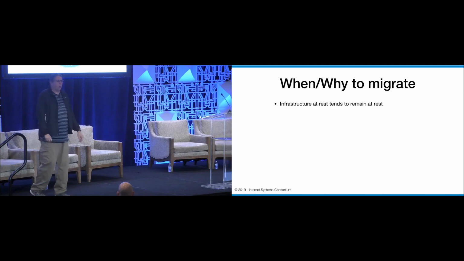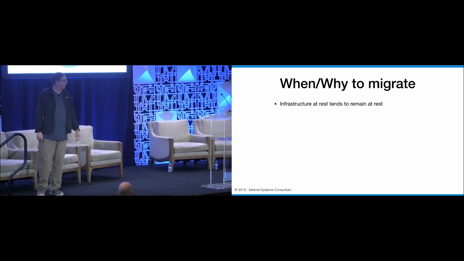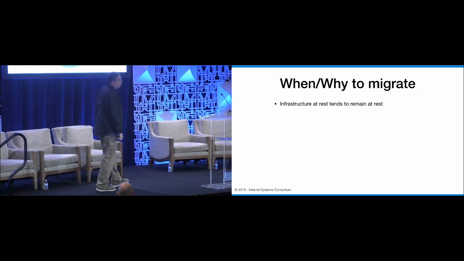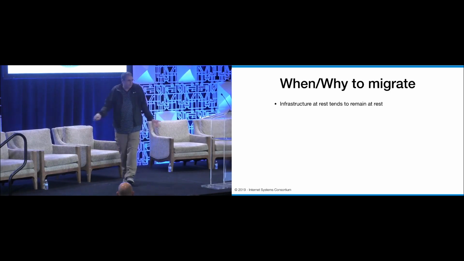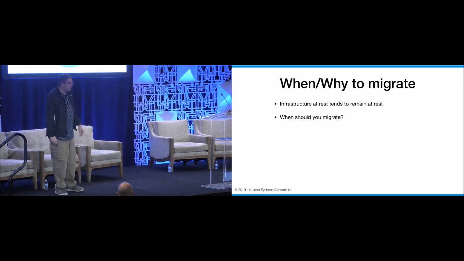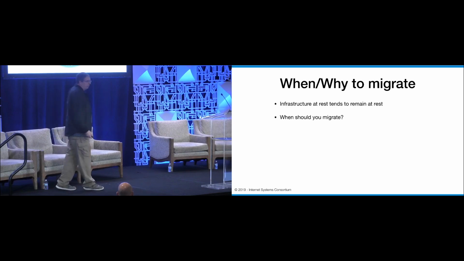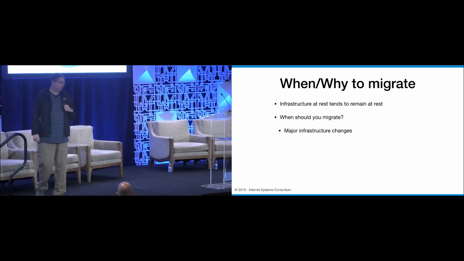When do you actually want to migrate, and why do you want to migrate? Well, infrastructure at rest tends to stay at rest. If you have a working DHCP configuration, you are never going to want to go in and make a change to it. Then that's fair enough. You really don't have a reason to. But sometimes it comes time and you just have to bite the bullet and do what you need to do. So when should you migrate?